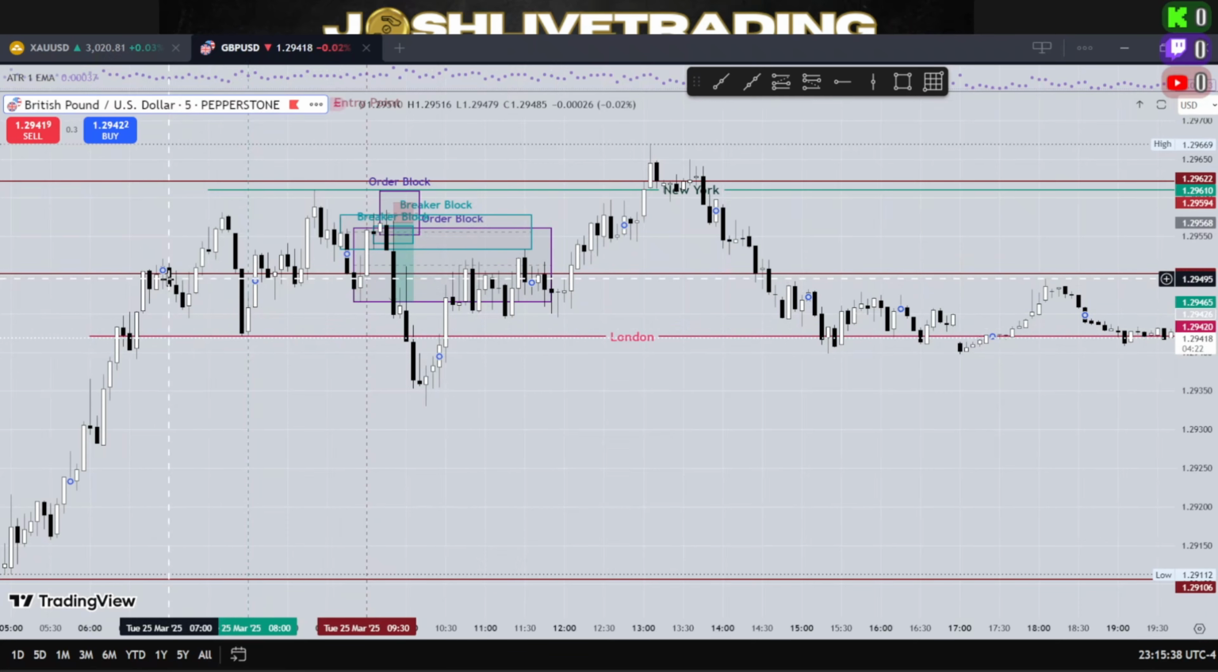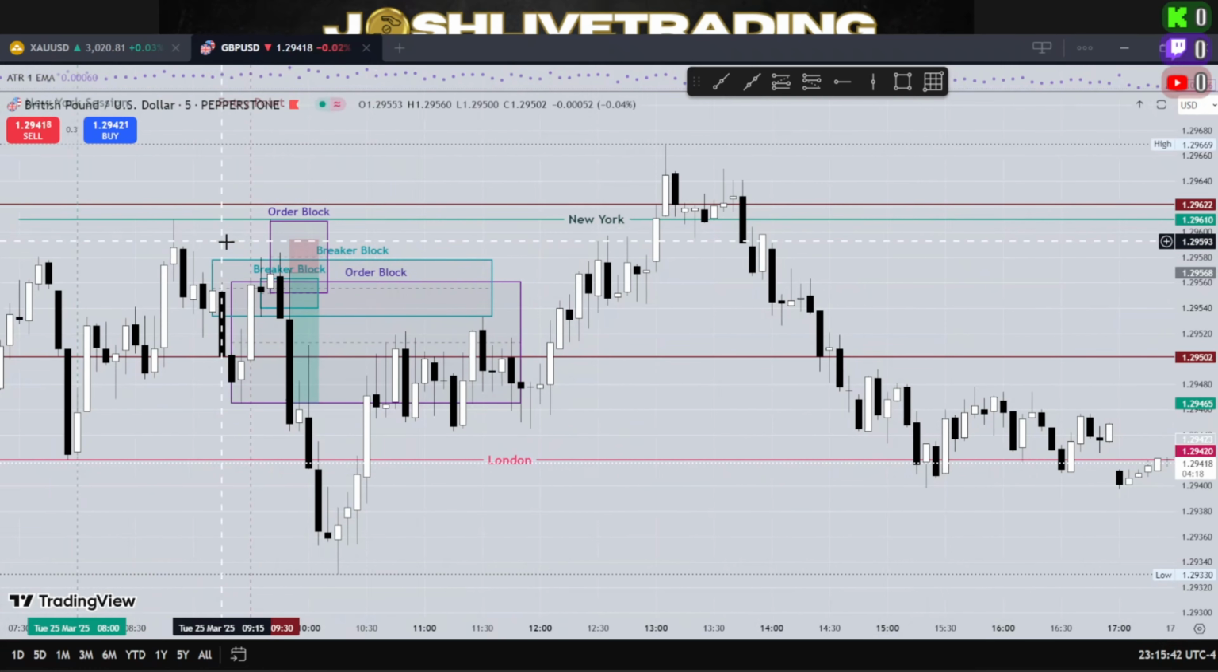So what do I notice? You see price come up again, touching New York session highs, right? You see this strong liquidity. I get my order block and breaker block. The first thing I actually did was get an order block and breaker block for here going up. Why did I do that?